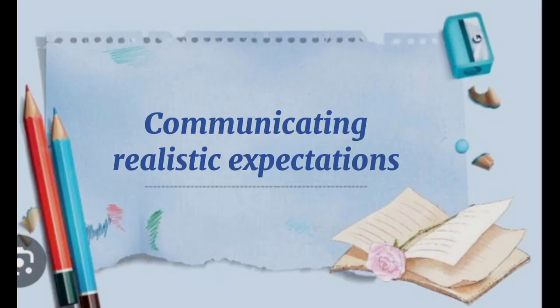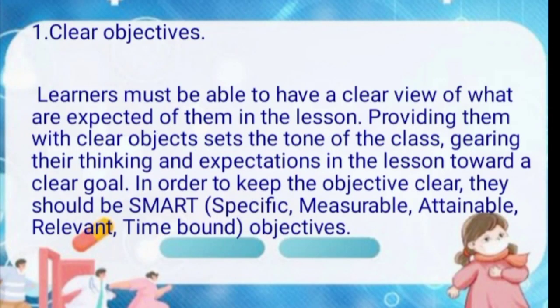And now we will proceed to the next part, which is communicating realistic expectations. The first one is clear objectives. Learners must be able to have a clear view of what is expected of them in the lesson. Providing them with clear objectives sets the tone of the class, gearing their thinking and expectations in the lesson toward a clear goal. In order to keep the objectives clear, they should be SMART. SMART stands for specific, measurable, attainable, relevant, and time bound objectives.